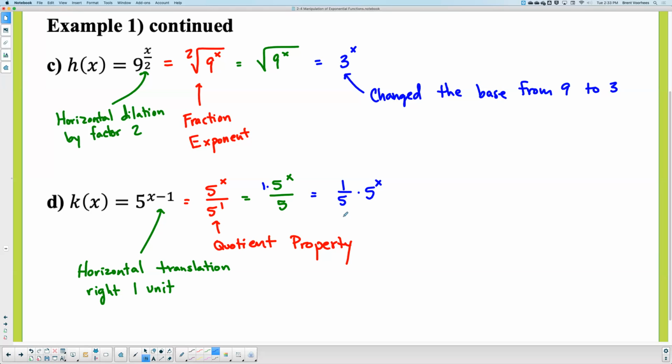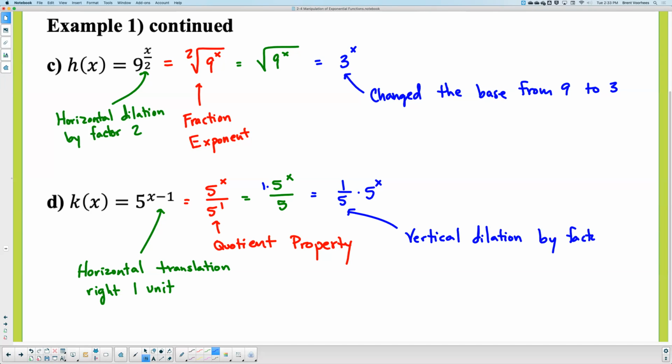Am I changing x's or am I changing y's? Minus. It's on the outside. I'm now changing y, so I would not call this horizontal. I would now call this vertical. When you multiply, is that a translation, dilation, or reflection? Dilation. Multiplication and division are dilations. This is a vertical dilation by factor.